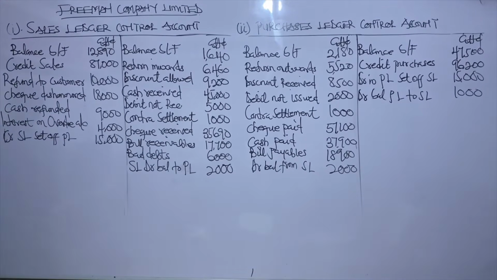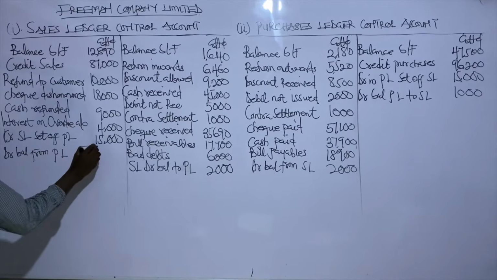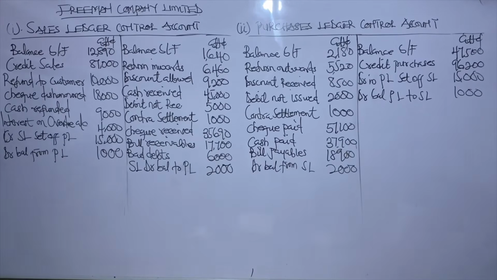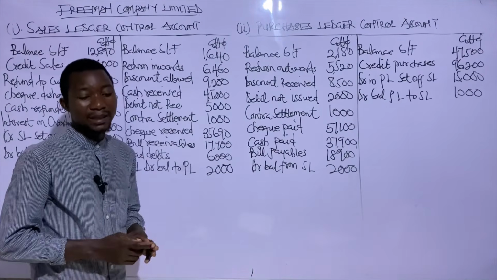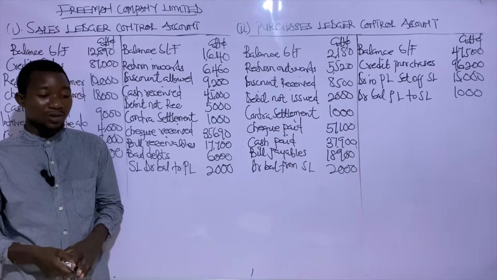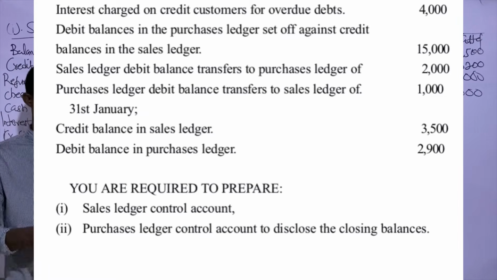So we will say a debit balance, it was a debit balance from the purchases ledger, and the amount is 1,000. This is how we do the transfers. In this particular question, everything is included. The next thing to talk about is that on 31st January, there was a credit balance in the sales ledger.